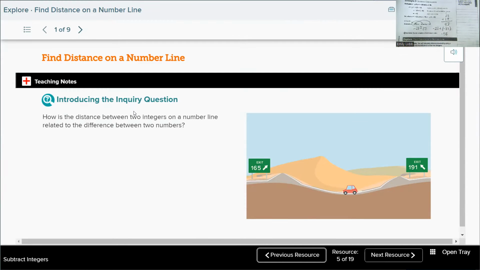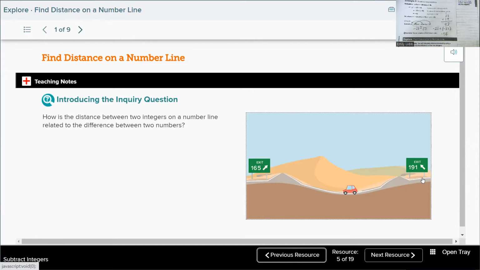Okay. So how is the distance between two integers on a number line related to the distance between two numbers? So we're looking here at the distance between exit 165 and exit 191. Do you guys know anything about exit markers? No. It's the same as the mile marker. So if you're getting off on exit 75, you're at mile 75 of that road.